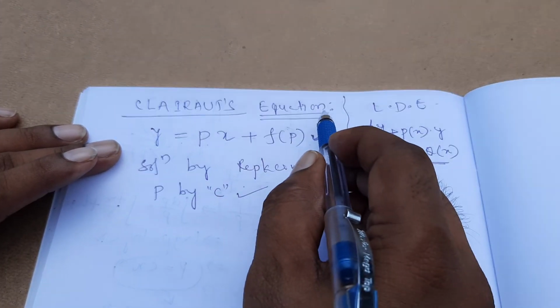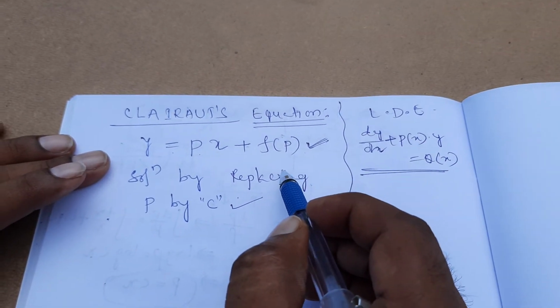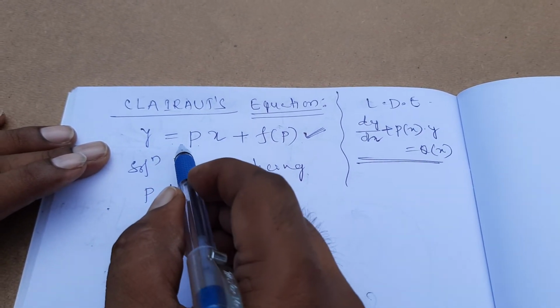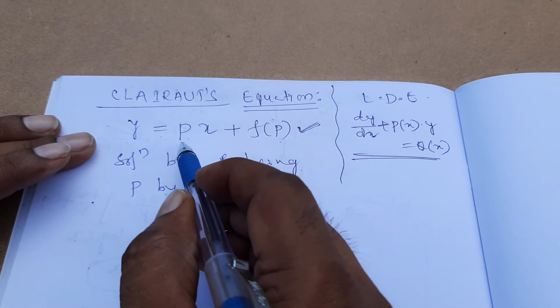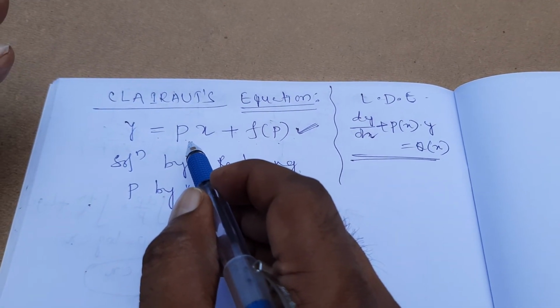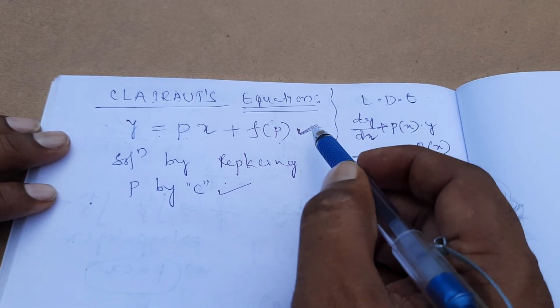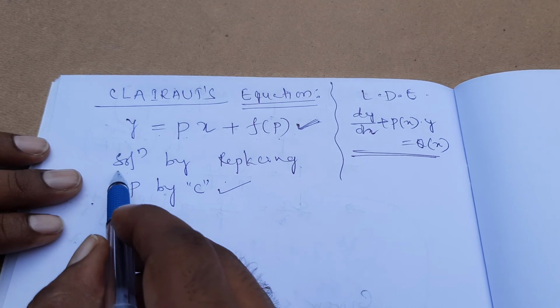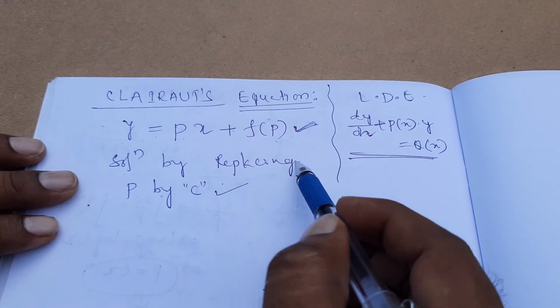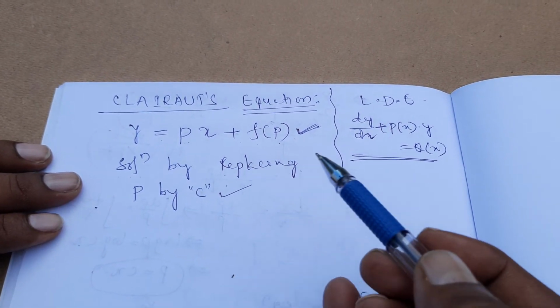So the Clairaut's differential equation is in the form y is equal to px plus f of p. Again, what is the p value? Nothing but dy by dx value. Then for this Clairaut's differential equation, how will you get the general solution? The general solution is obtained by replacing the value p by constant c.